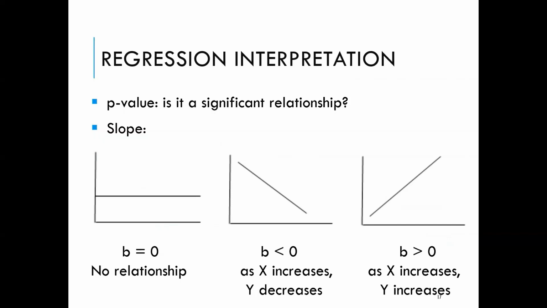Here are some examples of what the slope can look like from this analysis. If the slope is equal to 0, like in this left graph, we know that there's no relationship between x and y. If b is less than 0, so slope is less than 0, this is a negative relationship. So as x increases, y decreases. Finally, if b is greater than 0, we have a positive slope. So as x increases, y increases. And these are good ways to help shape your conclusions because we are interested in how the two biological variables influence each other.